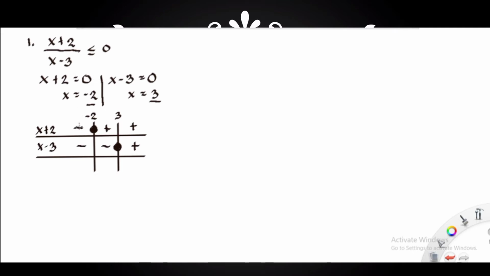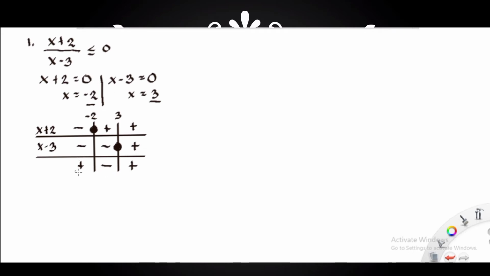Next, let us multiply the signs vertically. So we have negative times negative, that will give us positive. Positive times negative is negative. And positive times positive is positive.